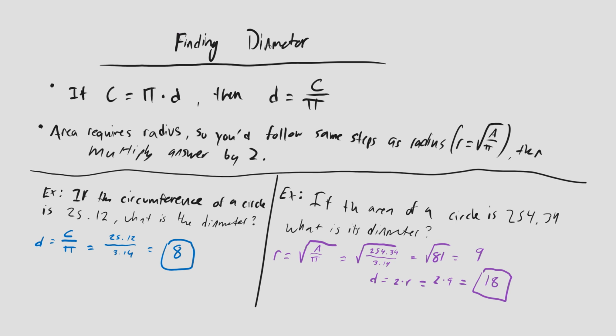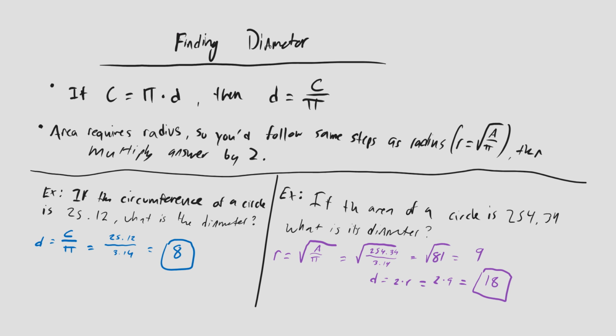times part. So for the first example there, if the circumference of a circle is 25.12, what's the diameter? It's just 25.12 divided by 3.14. In that case, it would equal 8. Now looking at the area, since it requires radius, you'd have to follow the same steps as radius and then multiply the answer by 2. So you would have to just do the same exact thing as radius, then get the final answer multiplied by 2. So when I look at that, if the area of a circle is 254.34, what's the diameter?